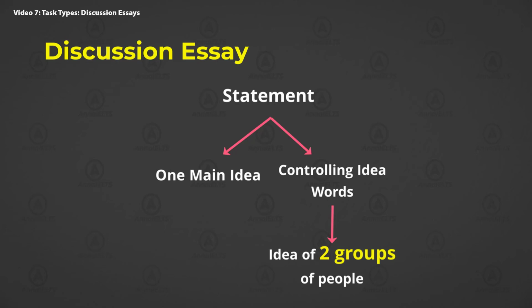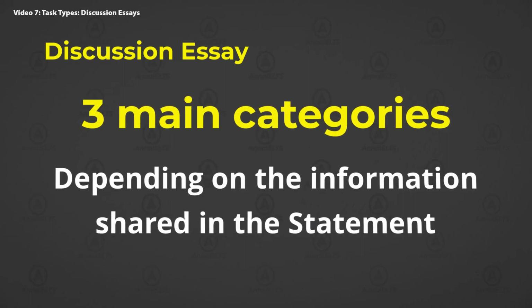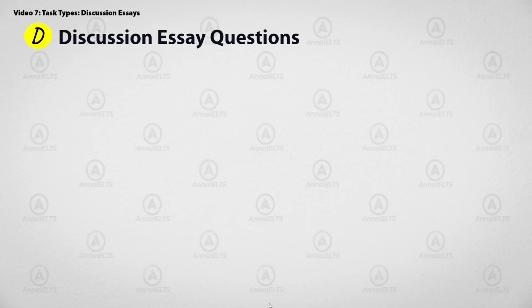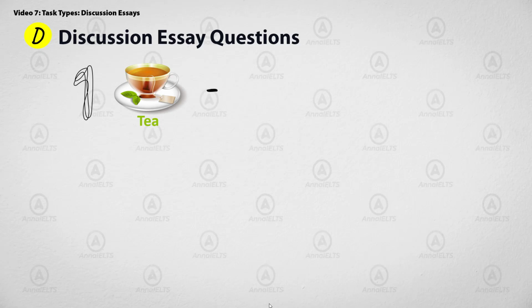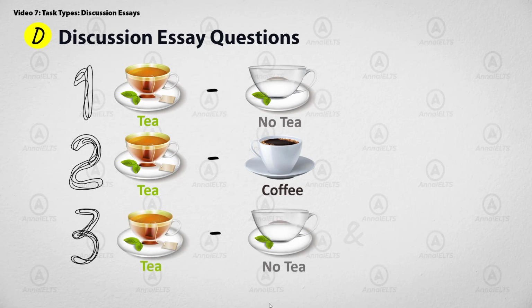A thorough analysis of a varied collection of discussion essay questions guided us to identify 3 main categories of these questions, depending on the information shared in the statements. Our criteria for this division is the different information shared by the controlling idea words. The 3 types of discussion essay questions are tea, noti; tea, coffee; and tea, noti and coffee. Let's examine each group in detail.